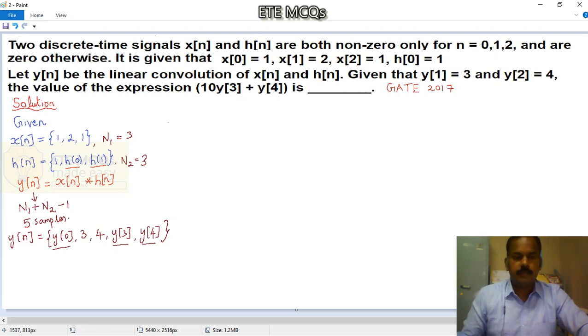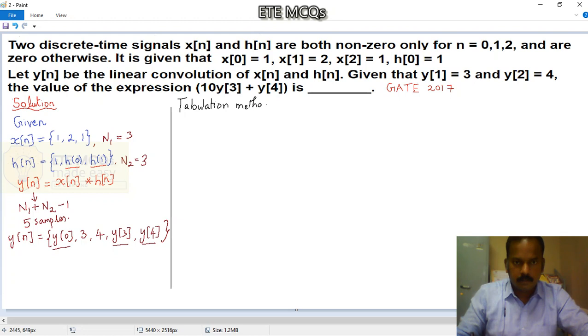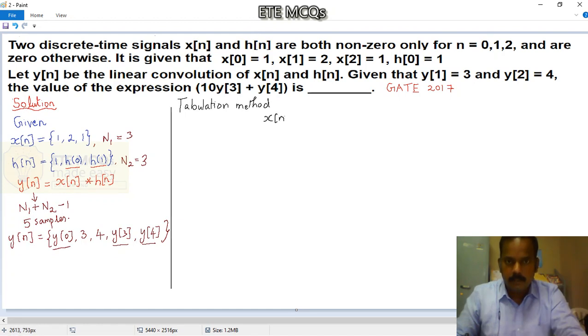Okay, so let us make use of the tabulation method to find the convolution. Based on the tabulation method, you will be having x of n on one side and h of n on the other side. To construct a table, x of n is taken along the rows. So we have 1, 2 and 1. These three are the discrete values we have for x of n. And for h of n, we take it along the column.